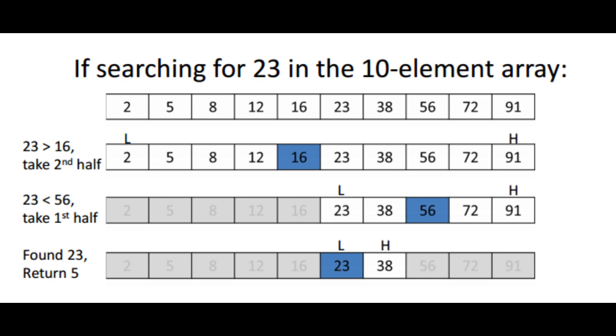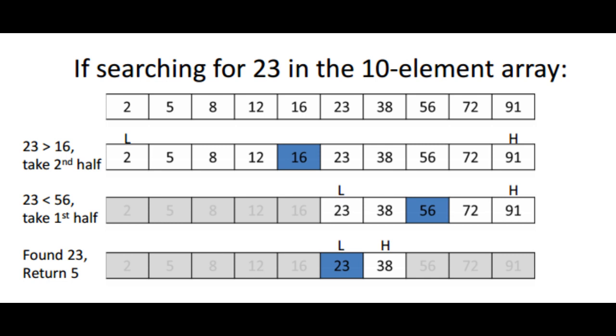Now, the start index is 6 and the ending index is 10. Therefore, the mid index is 8. So 23 is checked against the value at index 8, that is 56. Now 23 is less than 56. Therefore, the search will now be in the left sub-array of the midpoint index 8.